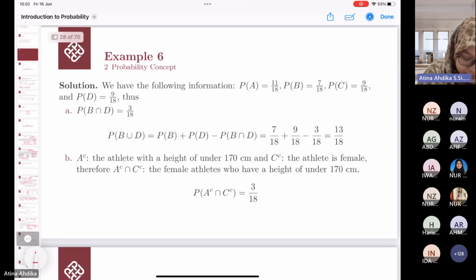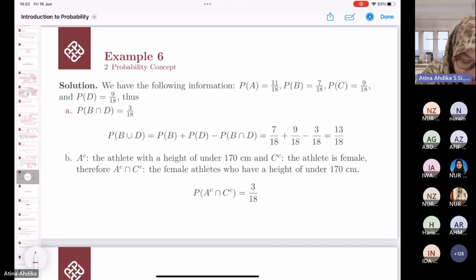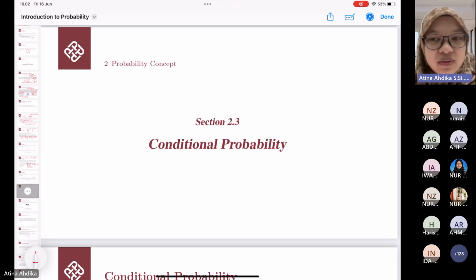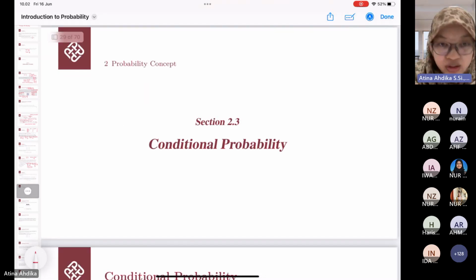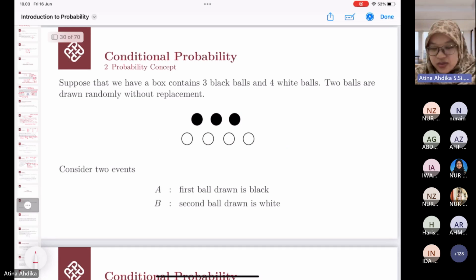Until this section, any question? You can raise your hand if you have any question before I continue to the next part of this class. Any question? No, ma'am. Okay. If there's no question, I will continue to the next section, which is about conditional probability.